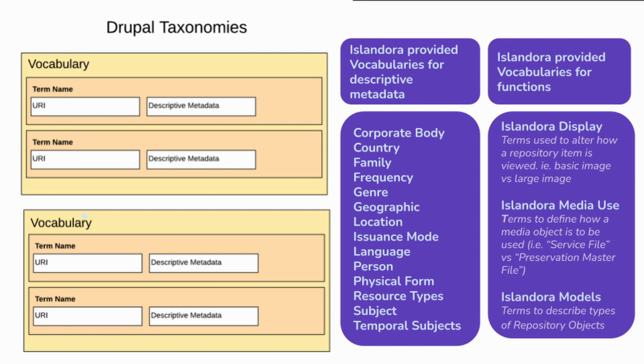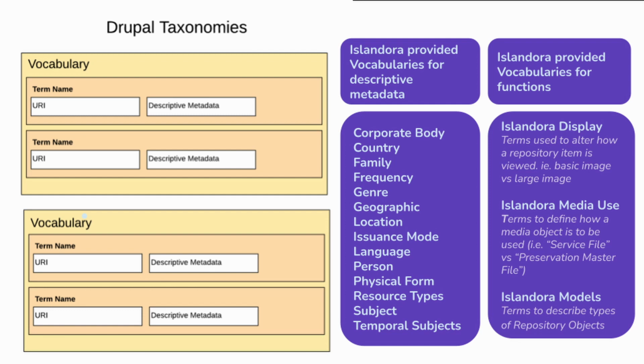So inside each taxonomy vocabulary are terms, and then the terms have fields. A common field would be a URI, a linked data URI that I could use to point to. This is a list of everything that you're getting in Islandora for extra vocabularies. Islandora gives you all of these descriptive metadata taxonomies that you can use: corporate body, temporal subjects, and so on. And then it provides a number of them for functions, and these are the ones we've seen already.